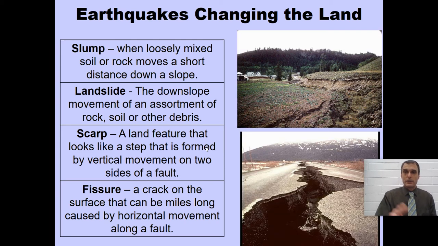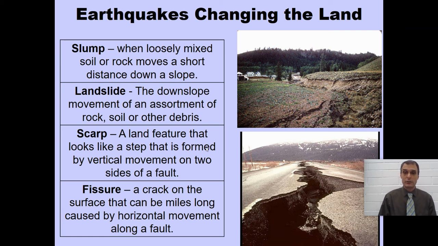We can also get a scarp. You can see this on the top here. This looks like a step, and basically what you have is two sides of a fault, and one side lifts up and or drops down, and that creates this kind of step feature. In Montana's largest earthquake, it created a scarp in some places that was 22 feet tall. So it wasn't there before the earthquake happened, and all of a sudden there's a 22-foot step. So that's a pretty big scarp in a large earthquake.